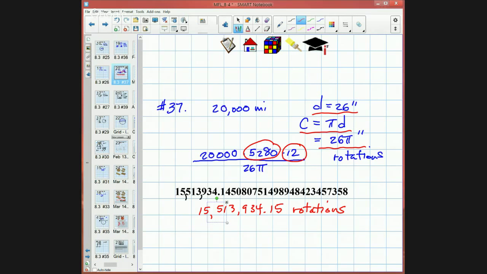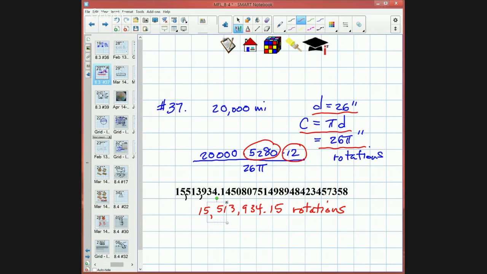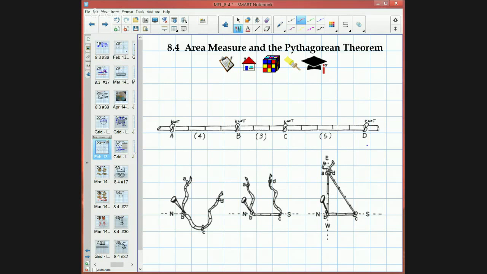I think I've got them all in now. So now I'm going to go to the beginning of the lesson. This is lesson 8.4, and the title is Area Measure and the Pythagorean Theorem.